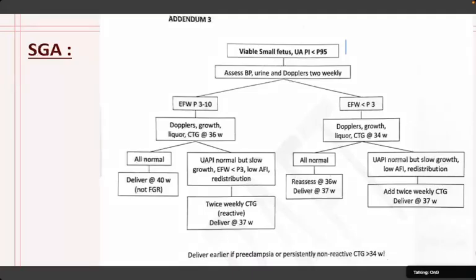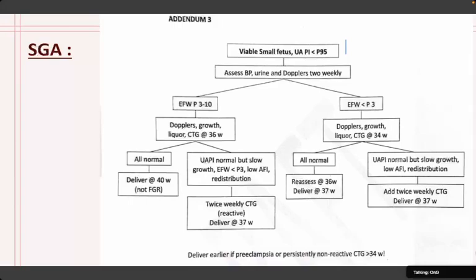With the estimated fetal weight less than P3, we repeat the blood pressure, the urine, and Dopplers again 2 weekly. And if all remains normal, reassessment at 34 weeks is indicated. If that's still normal, we can reassess again 2 weeks later at 36 weeks and deliver at around 37 weeks gestation.